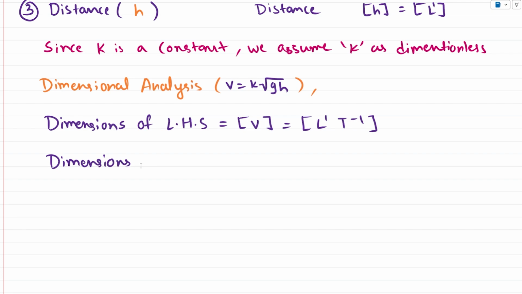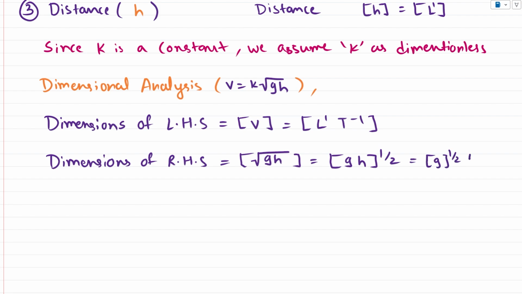So basically dimensions of R.H.S. And in this case, the dimensions on the RHS is due to the values under root of G into H. So in quantities का जो dimensions होगा, वही हमारे RHS का dimensions भी होगा. So this can be represented as dimension of GH to the power 1/2, which can be simplified as dimensions of G to the power 1/2 and then dimensions of H to the power 1/2.